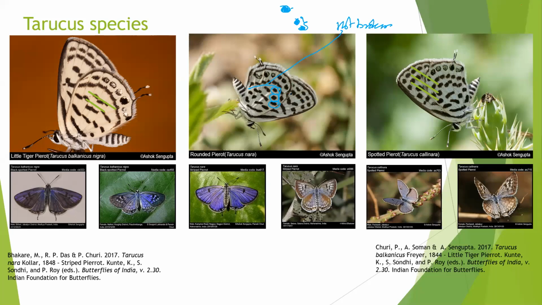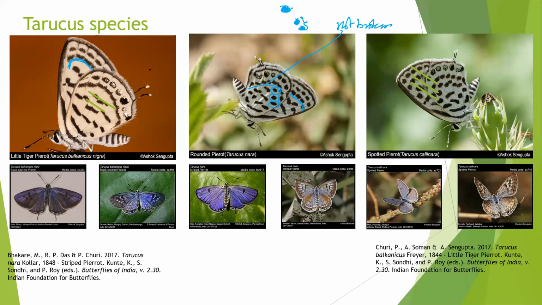Also, in this species, the post-discal band of the forewing has a narrow and wide radius. It is not having a short radius. The curvature is less. It is almost uniform. In the case of this Balkanicus, you see this band is going down. It is curving in much more than that of the rounded Pierrot.